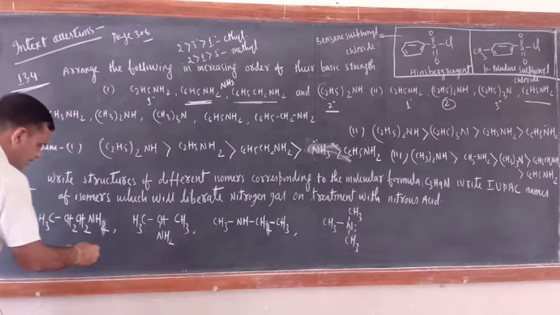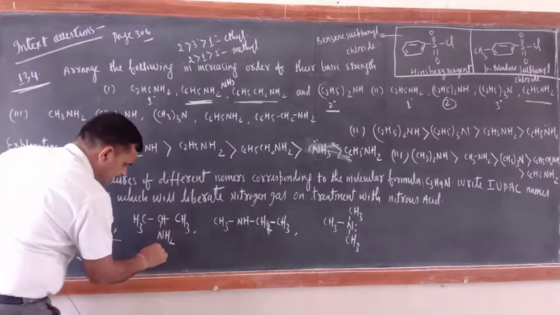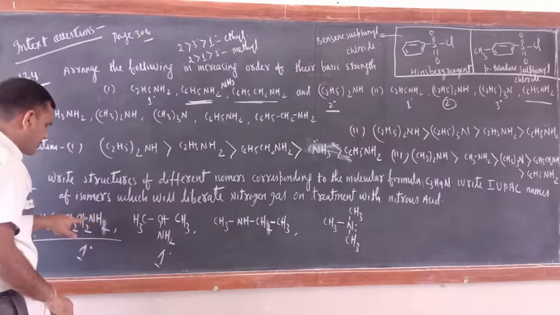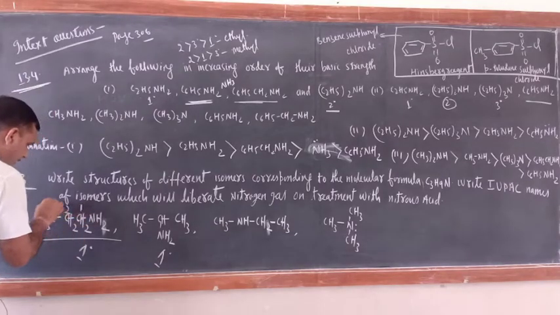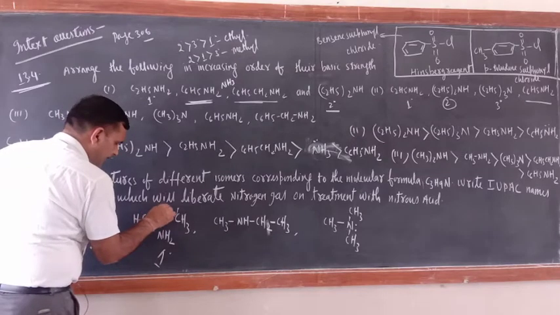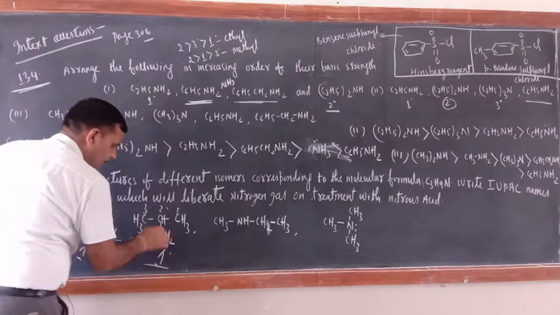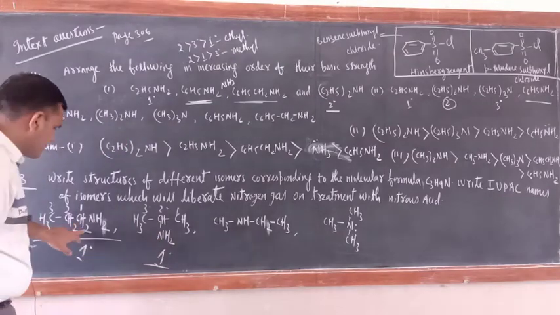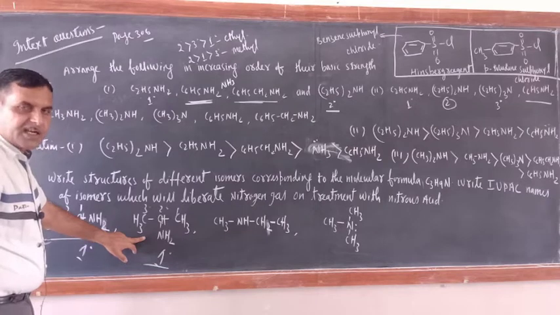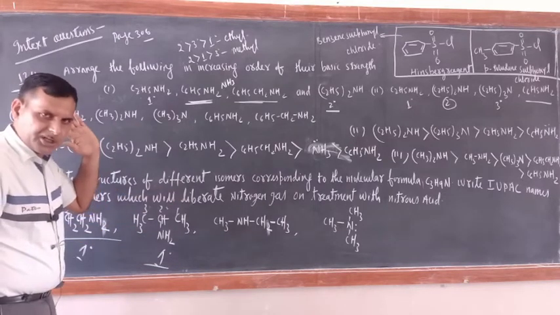Just try to understand. So this is 1 degree amine, this will liberate, and this is also 1 degree amine. Okay, what is the difference? Here NH2 group is bonded with 1 degree carbon atom, and here NH2 group is bonded with 2 degree carbon atom. That is the only difference, but both are 1 degree only. So this one and this one will react with the nitrous acid and they will liberate the nitrogen gas. 2 degree, 3 degree they will not.